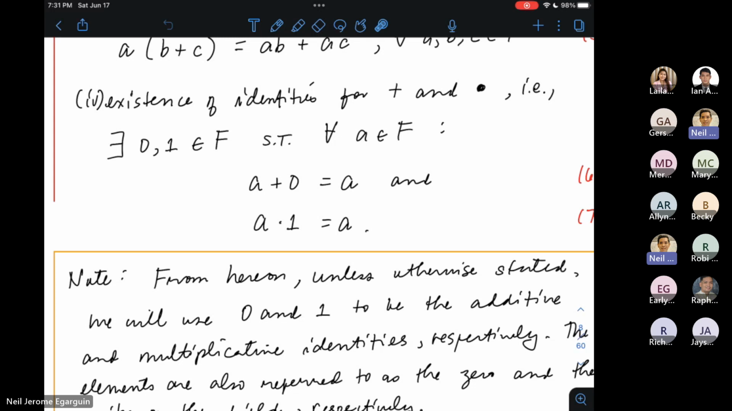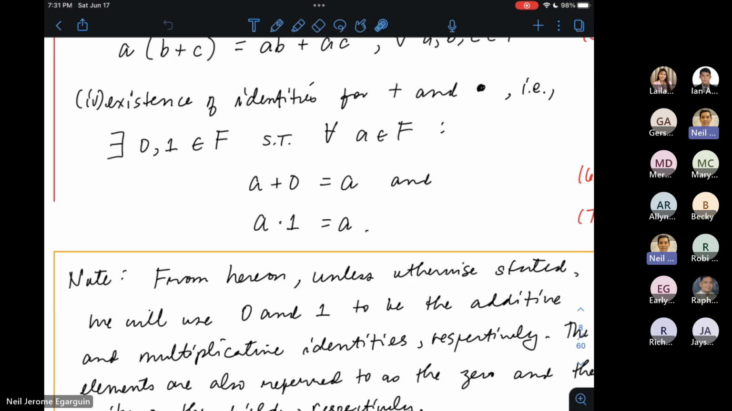The 0 element is the number that you add to any member of the set, you get the number back, and the unity is the number which you multiply to any member of the set will give you the same number back, right? And this should be true para sa lahat ng A at saka A dun sa set F. Okay, good?